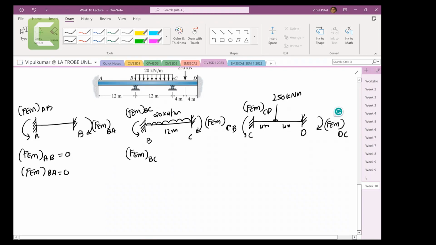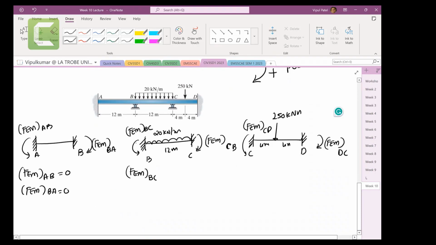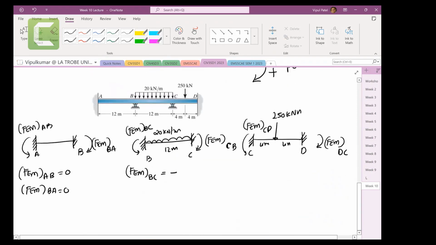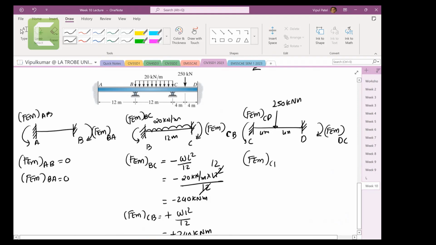Fixed end moment of BC, and we need to make an assumption. Clockwise moment is positive. That is the assumption that we make at the start. So this is an anti-clockwise moment, so it's minus, and we need to find the same equations that match it here. So that is here, WL square over 12. So minus WL square over 12, which is minus 20 kilonewton per meter times 12 square over 12. This cancels, so 12 left, minus 240 kilonewton meters. And fixed end moment of CB, same thing, but just positive, so it will give me positive 240 kilonewton meters.